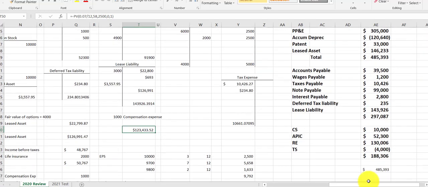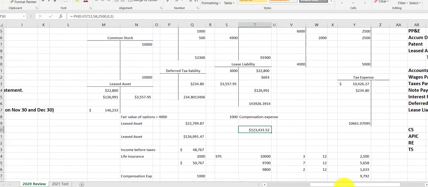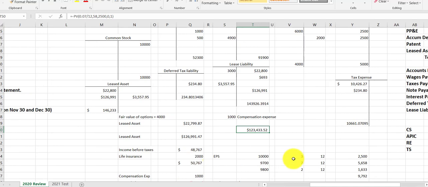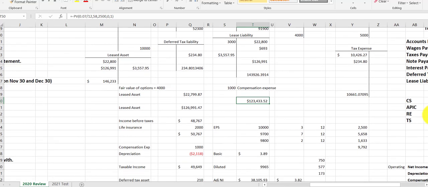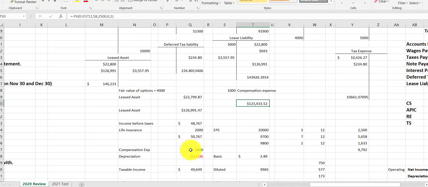Then we do our tax return, if you will. We add back the life insurance because that is not deductible. That is a permanent difference. We add back compensation expense because that's a temporary expense that is not allowed because it's an estimate for tax purposes. And then the difference between our depreciation, using depreciation for tax purposes for half the year, and our depreciation we recorded on a straight line basis.